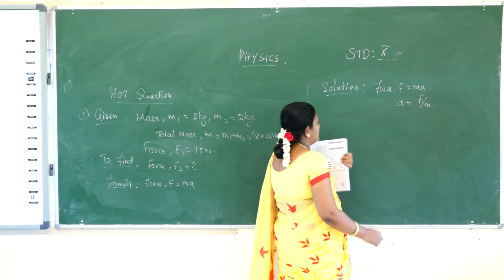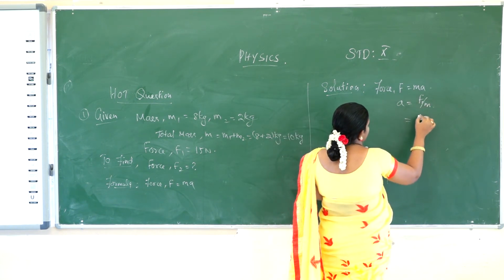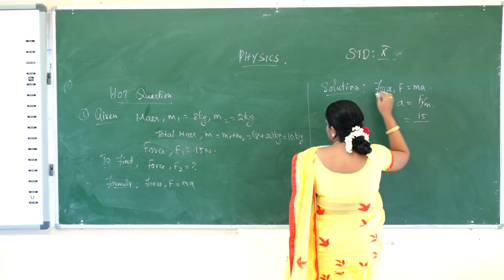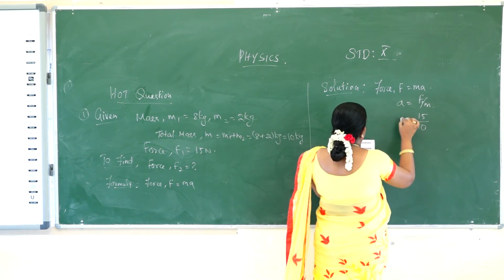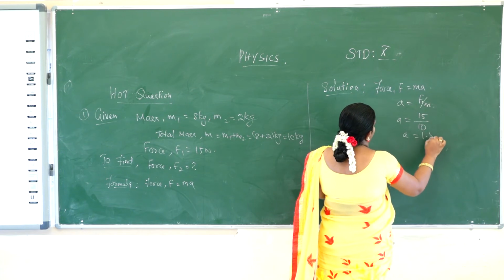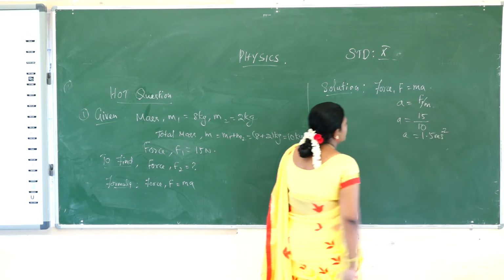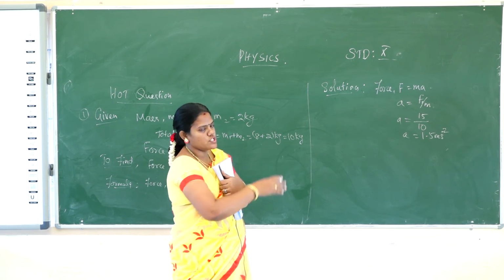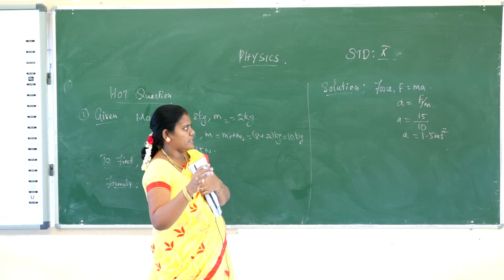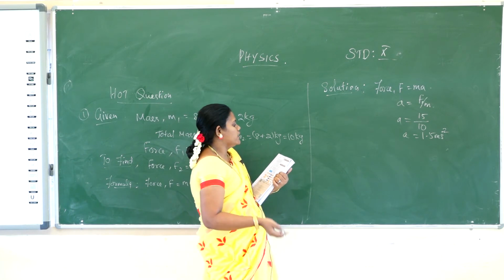What is the F value? That is 15 Newton, the first force, that is F1. 15 by total mass, which is 10. Total mass M is equal to 10. So 15 by 10, that is acceleration is 1.5 meter per second square. So now we have found the acceleration value. A is equal to 1.5 meter per second square. We will find out the F2 value.